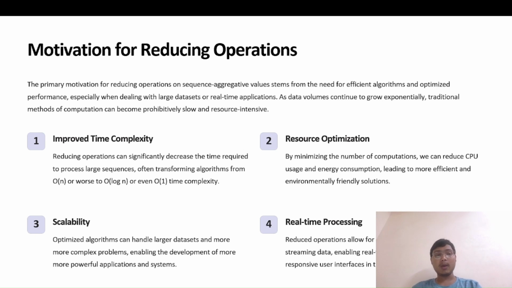First one, improved time complexity. Reducing operations can significantly decrease the time required to process large sequences, often transforming algorithms from O of n to O of log n or even O of 1 time complexity. The second one is resource optimization. By minimizing the number of computations, we can reduce CPU usage and energy consumption, leading to more efficient and environmentally friendly solutions. Third one is scalability.